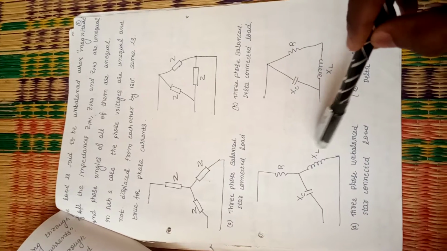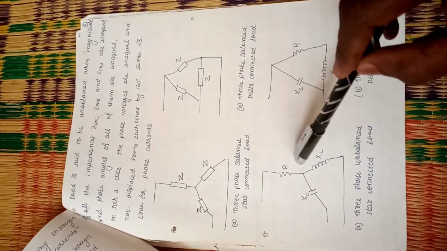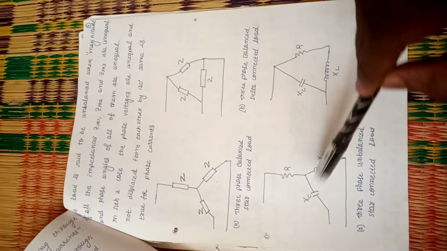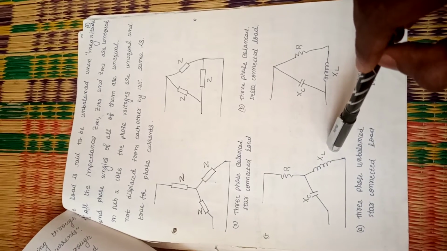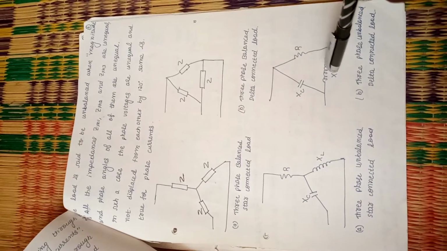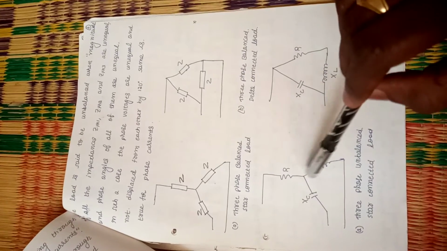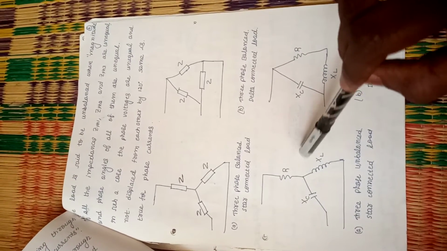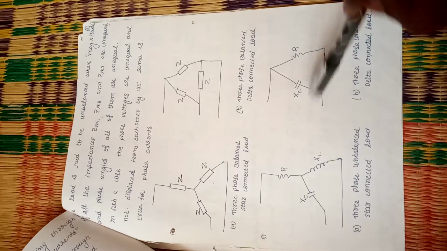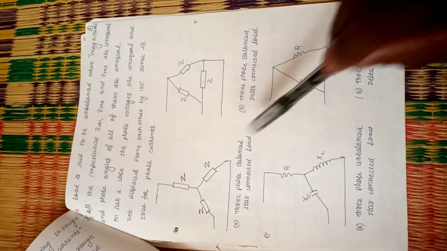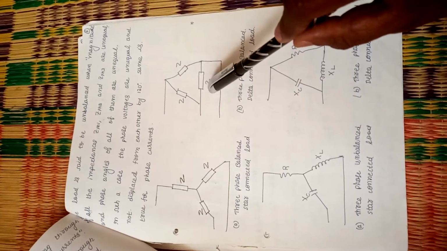If you come to here, one of the loads is resistive and reactive, capacitance and reactive inductance you have here. Here also in the delta manner the loads are varied. The angle between the loads is not equal to 120 degrees. Therefore this type of load we call an unbalanced load, and this type of load we call a balanced load.